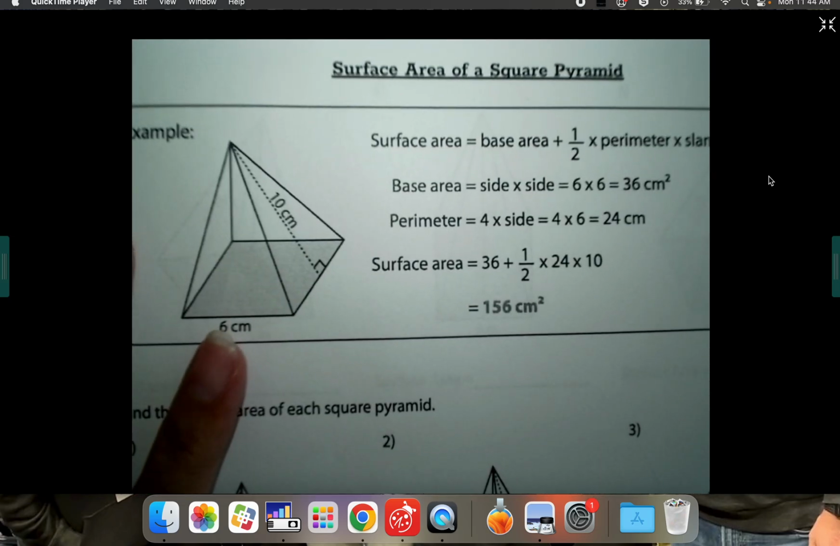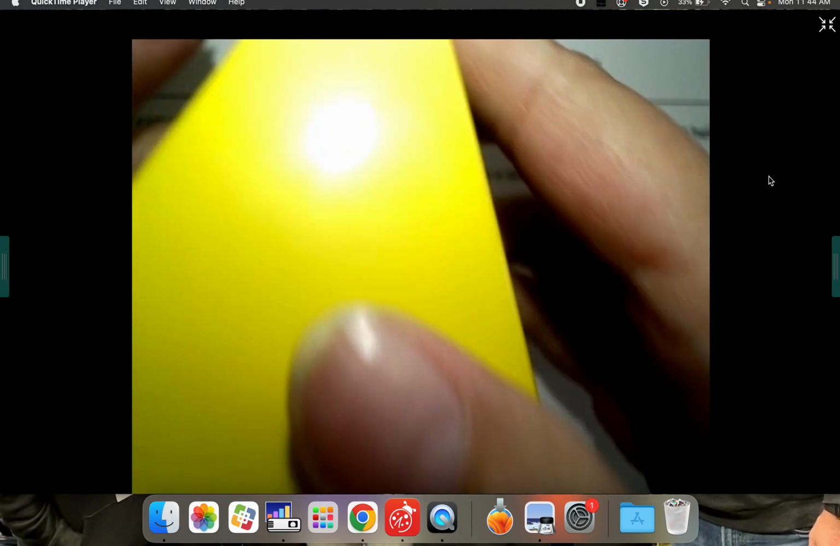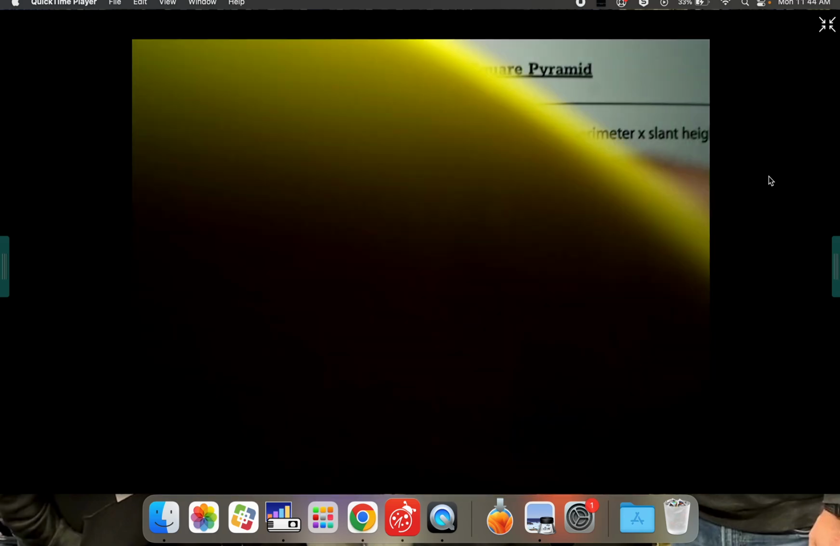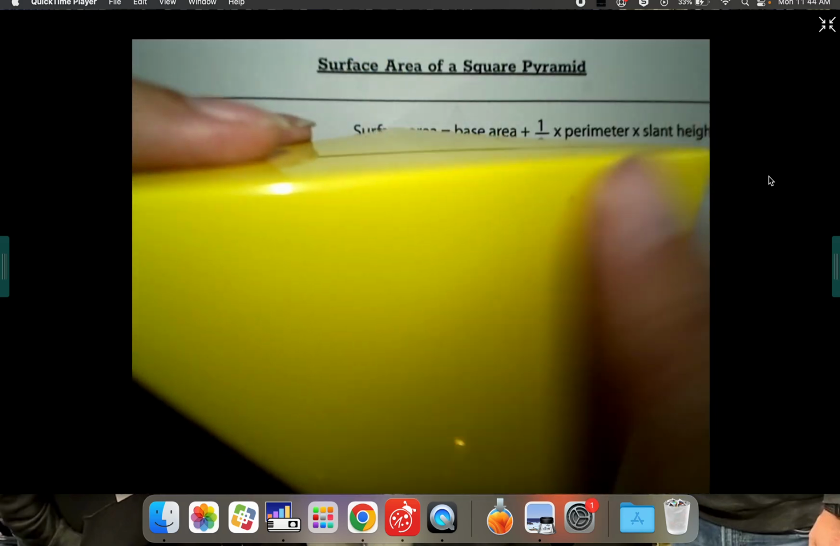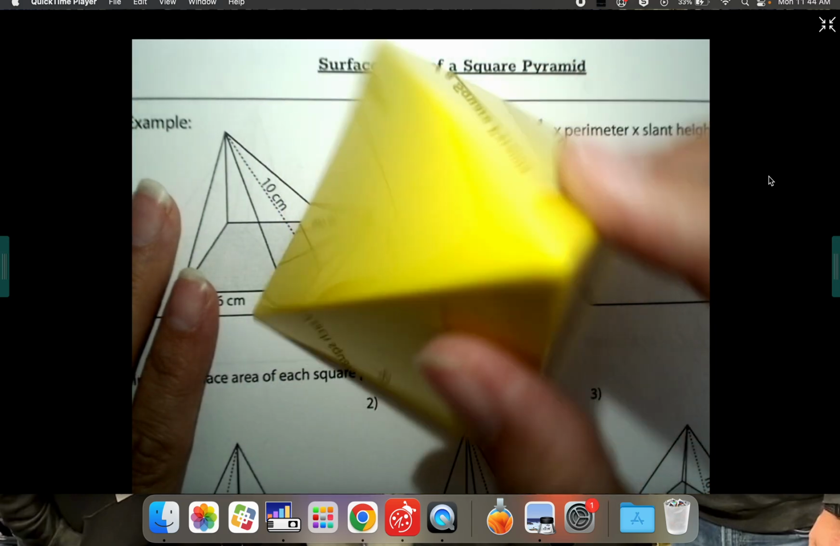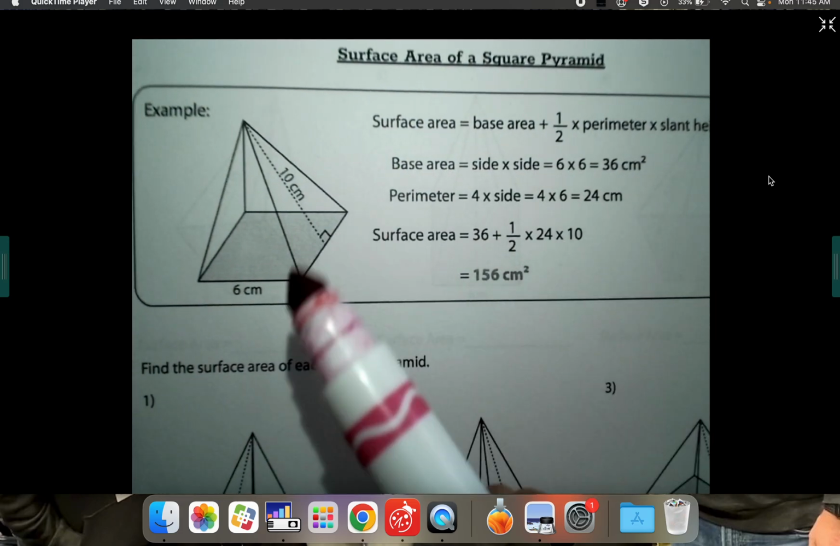Let's take a look at how to find the surface area. And surface is exactly what it sounds like. It's the top, it's the edges. How much area is in the square? How much area is in the sides? Not what's filled up on the inside, just what's on the edges on the outside. So here's how you find it.